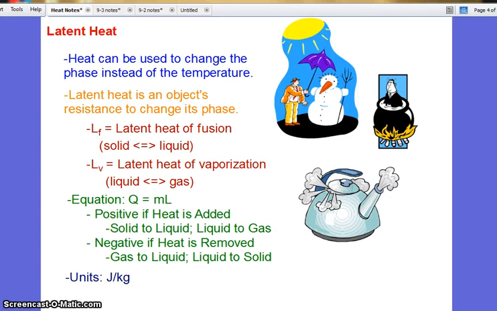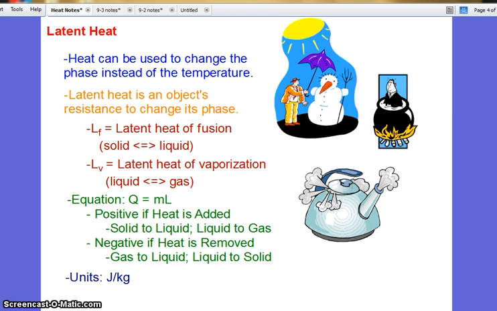We already talked about the heat necessary to go through a temperature change, but there are sometimes when an object takes in heat and still does not change temperature, and that occurs when we go through a phase change. So if ice melts into water, the ice stays at the same temperature while it's melting in water. So during a phase change, the temperature stays the same.